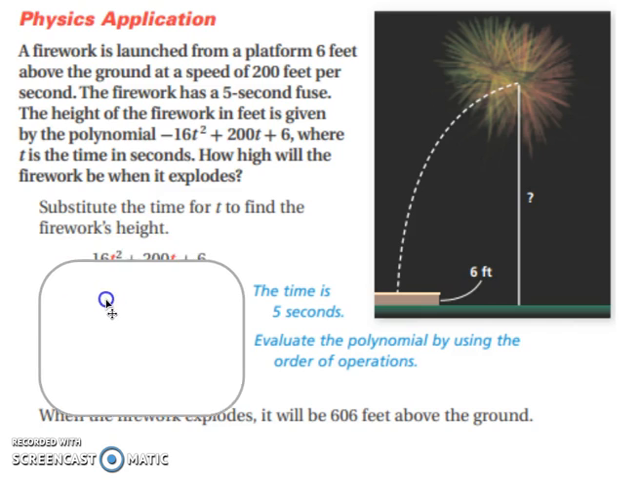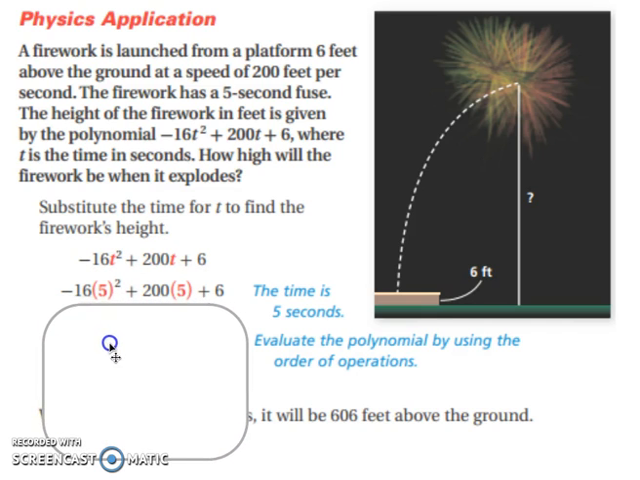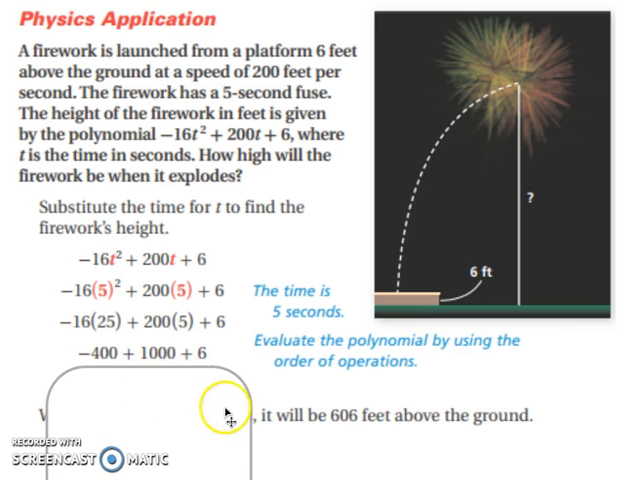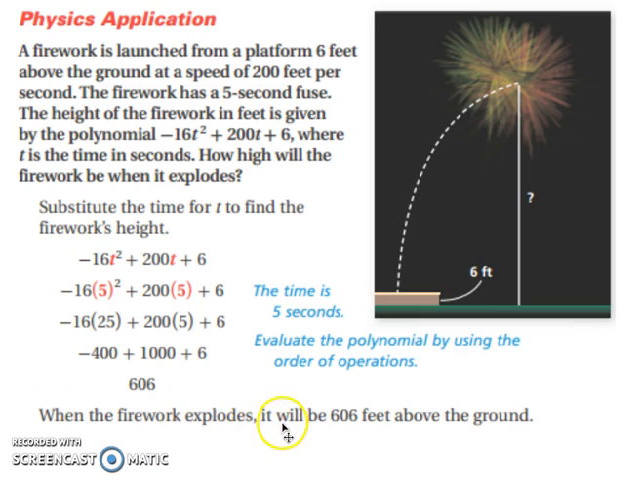So, substitute it in. We have negative 16 times 5 squared, plus 200 times 5, plus 6. So we've got negative 400, and then we have 200 times 5, which is 1,000, and then we add 6, which leaves us with 606. When the firework explodes, it will be 606 feet above the ground.